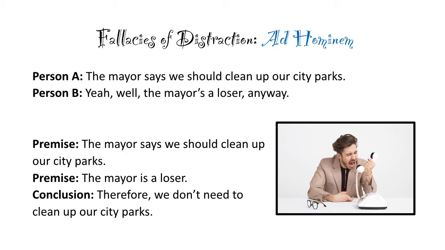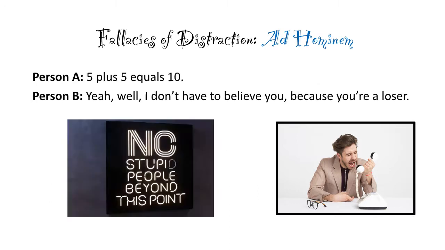Why is this fallacious? Well, because saying that the mayor is a loser doesn't actually tell us anything about her or whether her ideas are good. It's just a personal attack. If you use such an attack in other situations, you can see how fallacious it really is. Person A: 5 plus 5 equals 10. Person B: Yeah, well, I don't have to believe you because you're a loser anyway. Person B calling person A names does not change the fact that 5 plus 5 does equal 10.